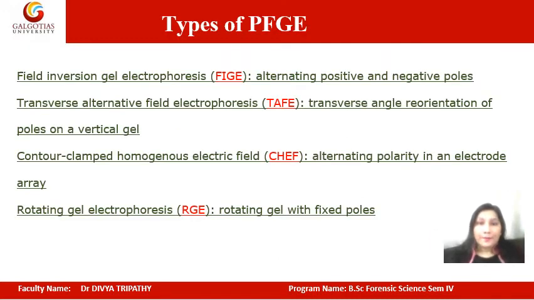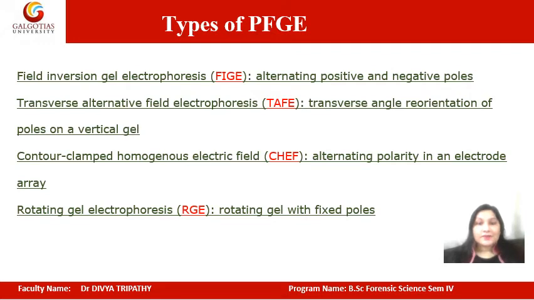Now, pulse field gel electrophoresis may be of many types. Field inversion gel electrophoresis is known as FIGE. In this electrophoresis, alternating positive and negative poles are used. The second type is TAFE, or transverse alternating field electrophoresis. In this electrophoresis, transverse-angle reorientation of poles on a vertical gel is used.